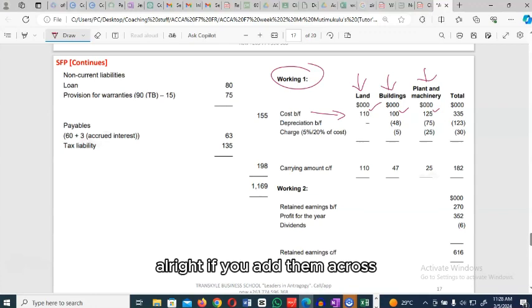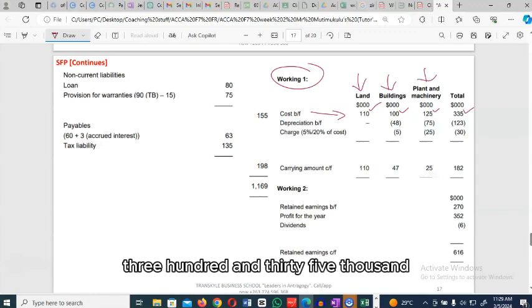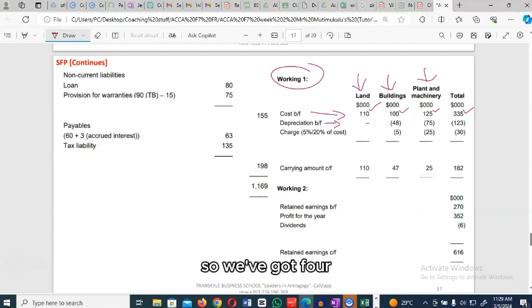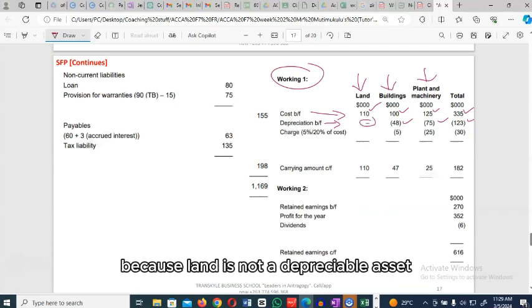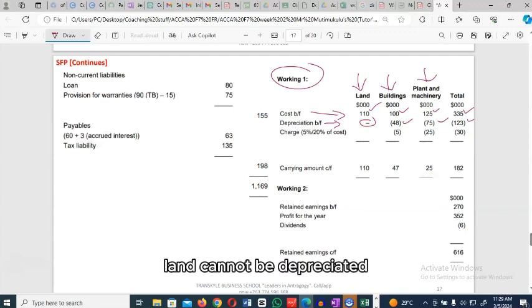All right, if you add them across, you will get a total of 335,000. Now, the depreciation brought forward is the accumulated depreciation figure. So we have got 48, 75, and 123. But on land, there is a 0. Why? Because land is not a depreciable asset. Land cannot be depreciated. That's the accounting assumption, that land cannot depreciate in value.